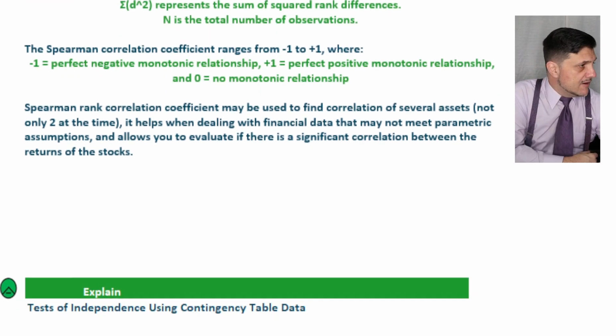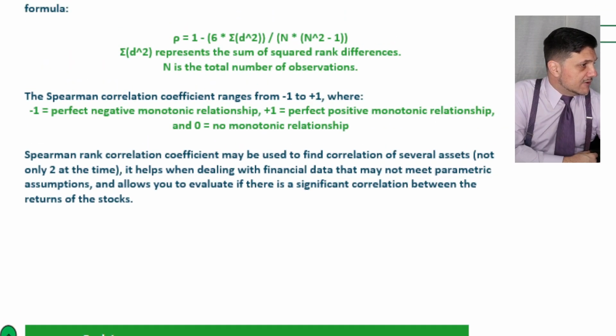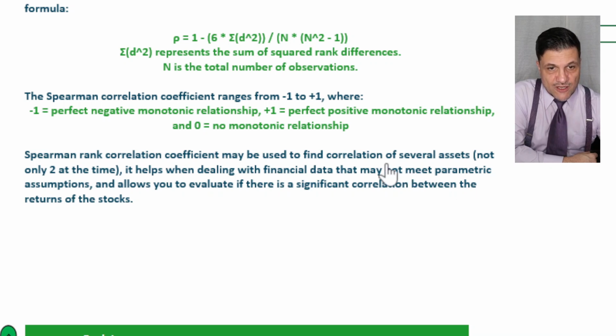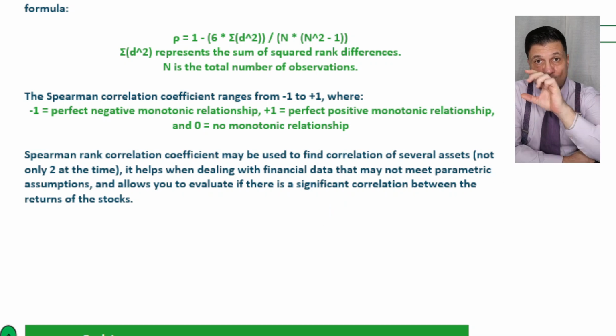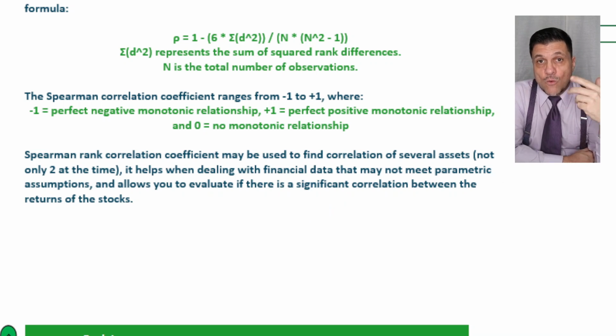The Spearman rank correlation coefficient may be used to find correlation of several assets, not only 2 at a time. So this could be a question. Which of the following is most likely incorrect? One of the limitations of the Spearman correlation coefficient method is that it's only applicable to 2 variables at a time. Wrong, right? You can use it for several assets. So again, try to get on the definitions and what questions they could ask you about related to it.